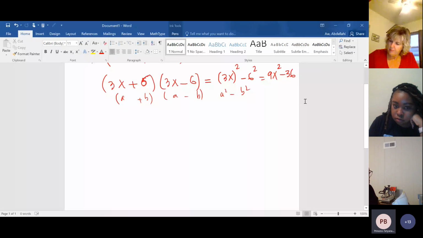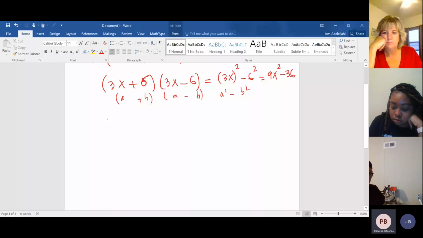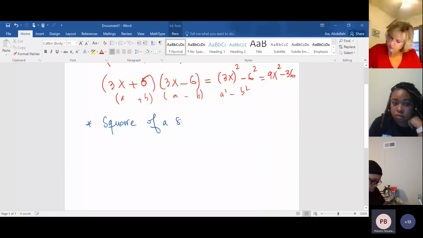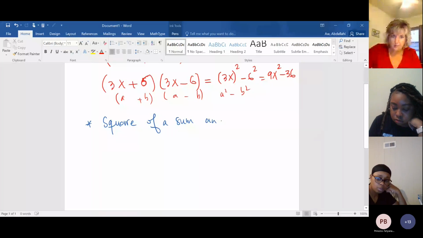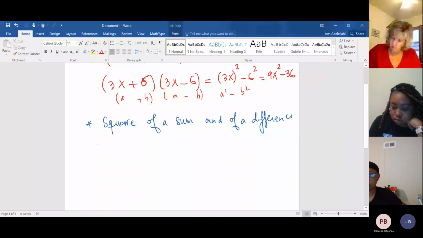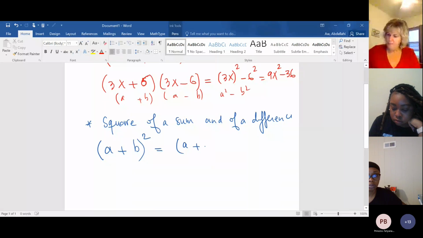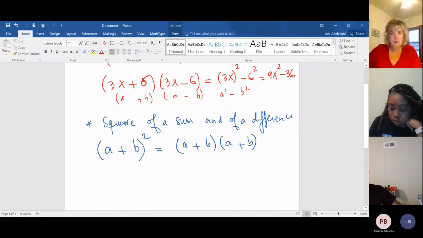So square of a sum and of a difference, right? Basically, we're going to see this stuff right here. a plus b squared, right? There is a formula for that also. Anything we square is a plus b times itself, right? Everybody agree with that? Yes. Everything you square is that multiplied by itself, okay?